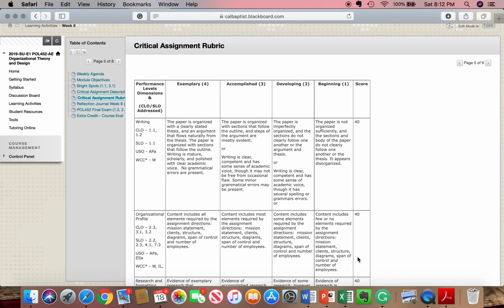Find an organization, describe it, talk about where it's been in the news lately, talk about its ethical standards, and then break down the analysis. It should be a very straightforward critical assignment.